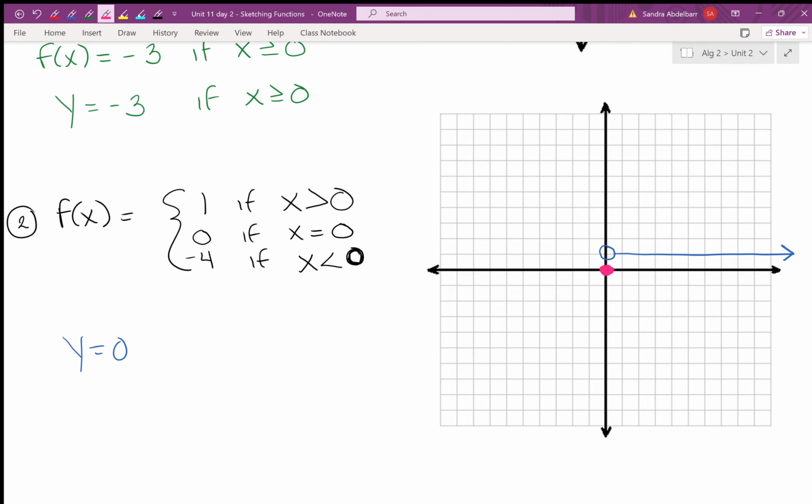Then we're going to have y equals -4 if x is less than 0. So 1, 2, 3, 4, open circle, but now we want x is less than 0, which goes this way. How many people got it completely correct? Good. Let's step it up a bit.